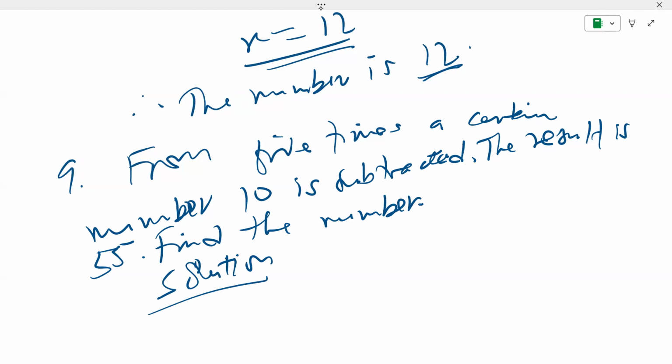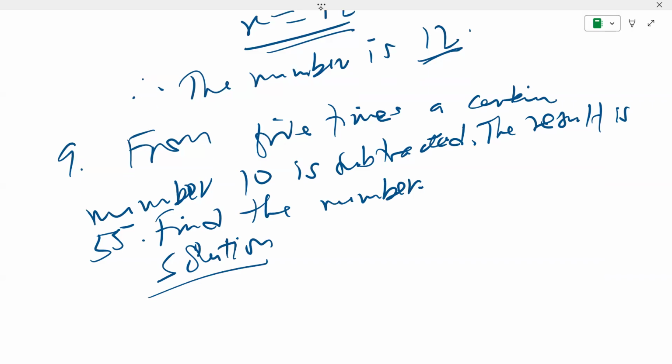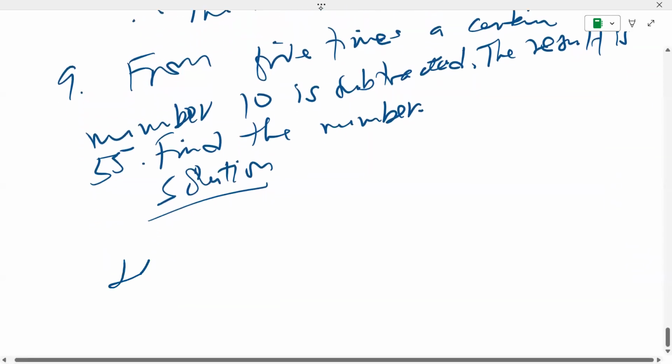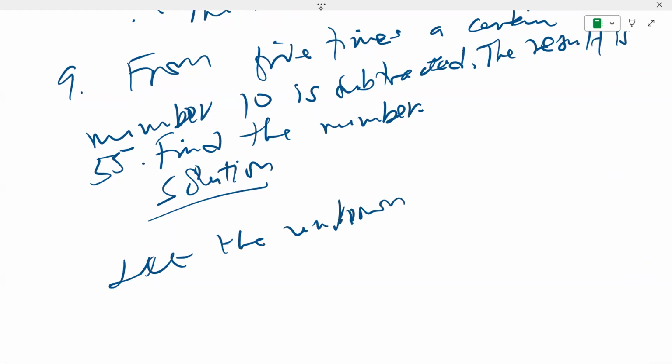So from 5 times a certain number, 10 is subtracted. The result is 55. Find the number. So over here too, we follow the same motion. So we say, let the unknown number be x.